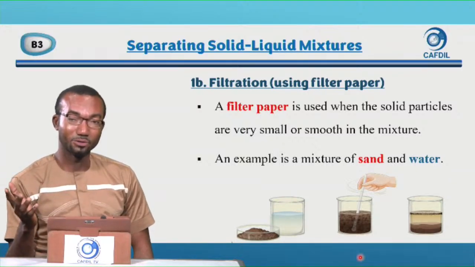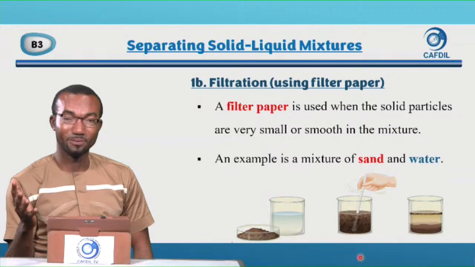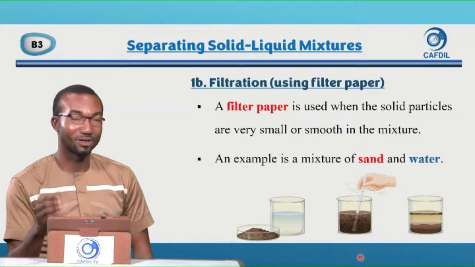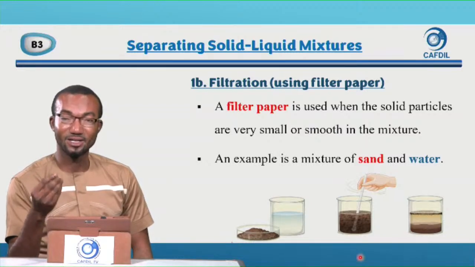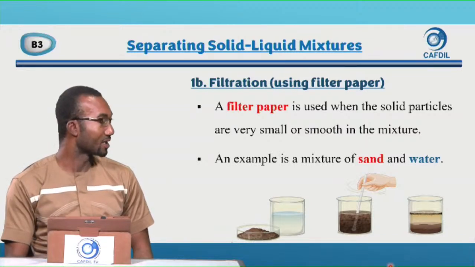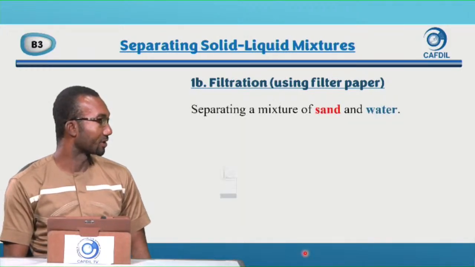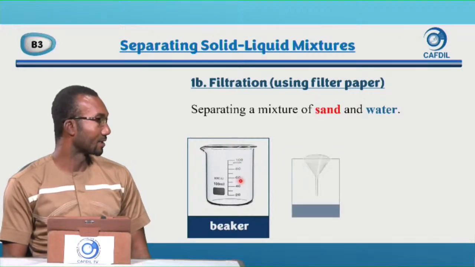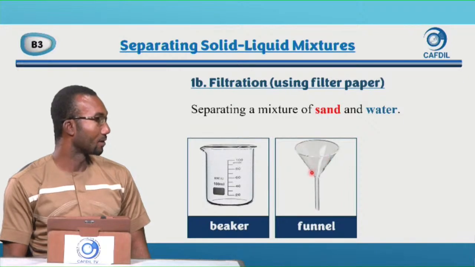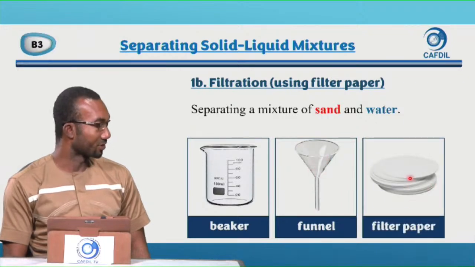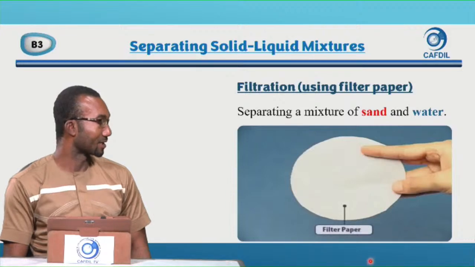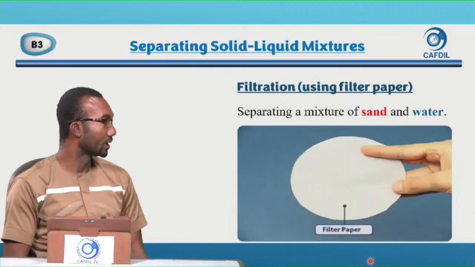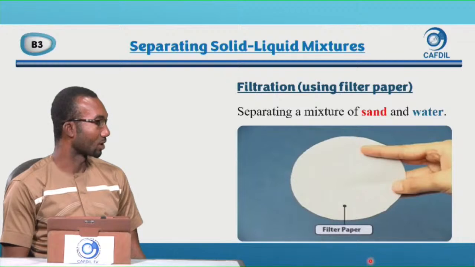I cannot use a colander to separate a mixture of sand and water because the sand particles are smooth or very small. So in that case, we use a filter paper. When you want to do that, you use a container or a beaker, and then you use a funnel and a filter paper. So let's look at how it is done, separating a mixture of sand and water.